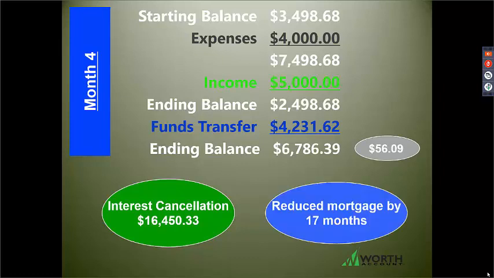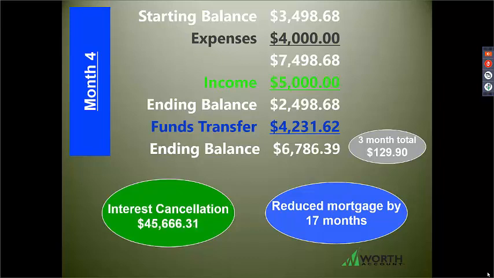But this funds transfer just canceled us another $16,450 in interest and reduced our mortgage by 17 months. I mean, that's just starting to get exciting. In the last 3 months, we've paid $129.90 in interest on our line of credit at 10%. But we just canceled $45,666.31 and reduced our mortgage by 46 months.